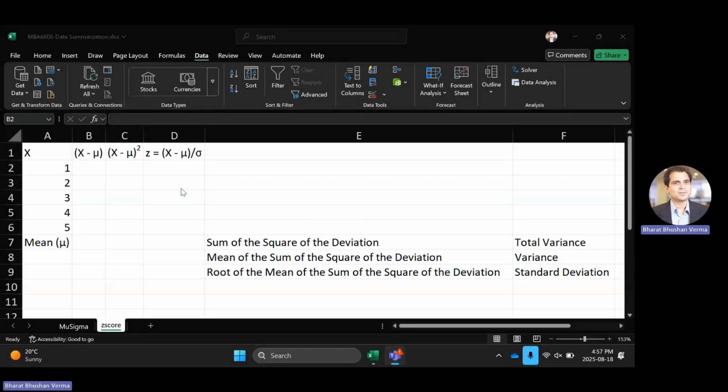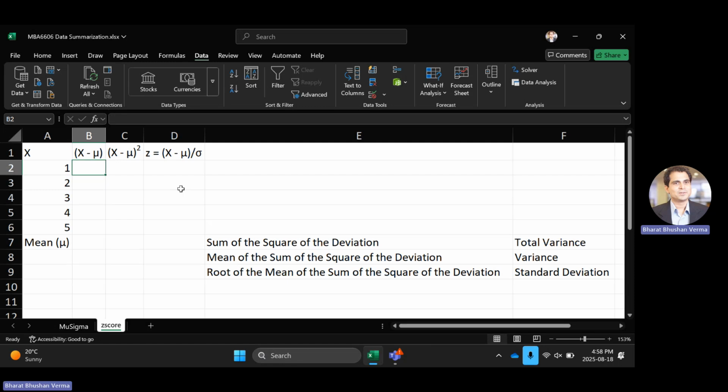We will learn about the measure of location here, and one of the measures is called Z-score, and we will learn how to calculate it on a data. I've taken a very simple data which has 5 values, 1, 2, 3, 4, 5, easier to compute.